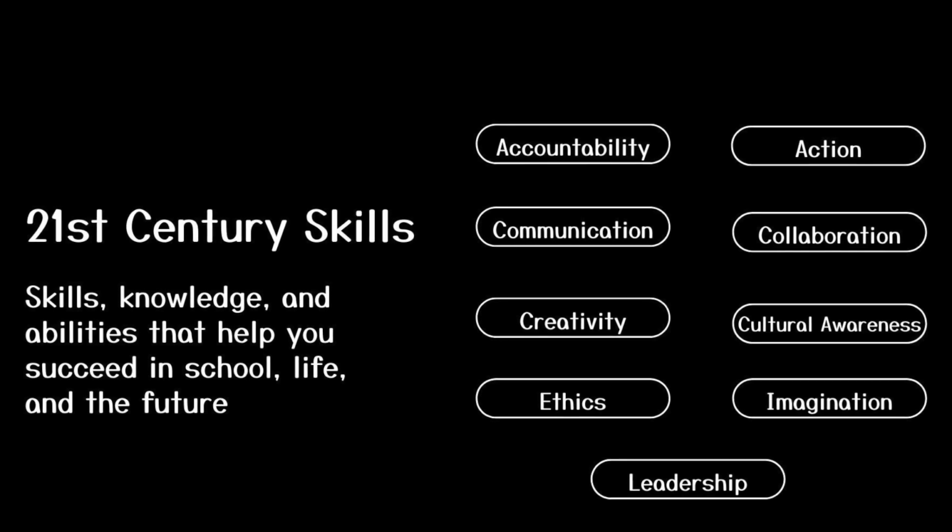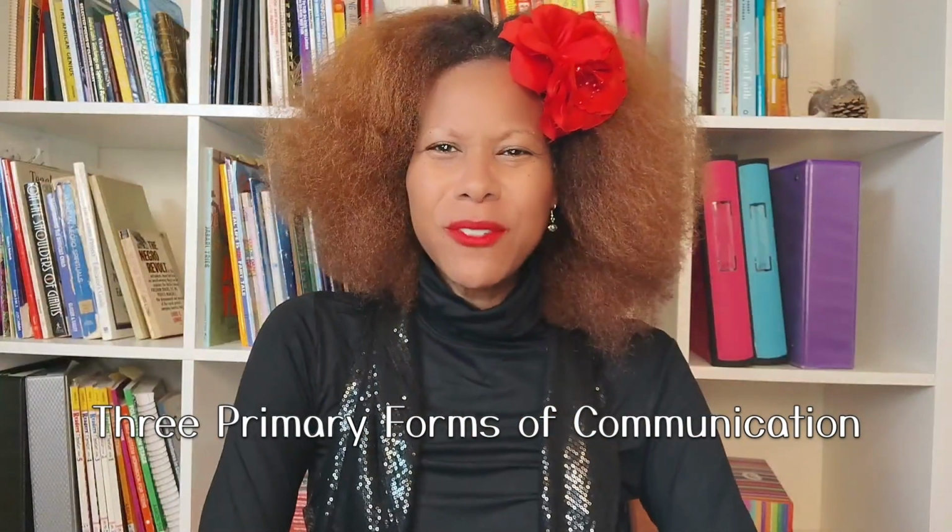21st Century Skills are the skills and knowledge you need to do well, be happy, and keep learning in school and in life. And today, we are going to discover how these 3 primary forms of communication help us connect and understand each other better. Are you ready? All aboard, future captains!